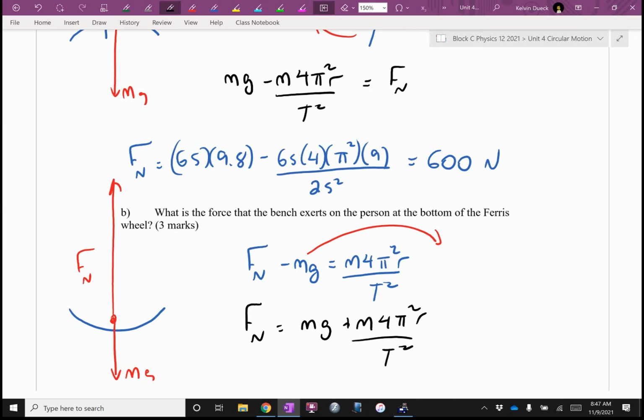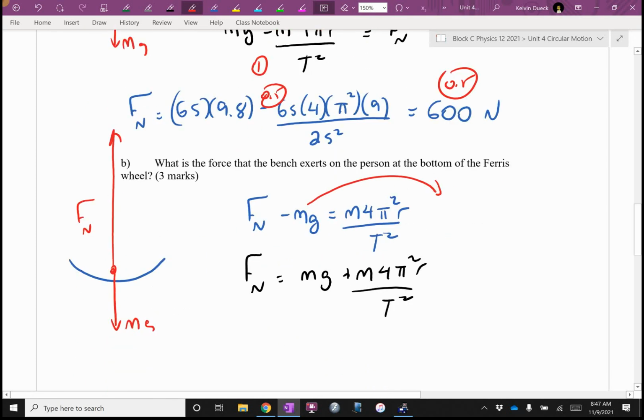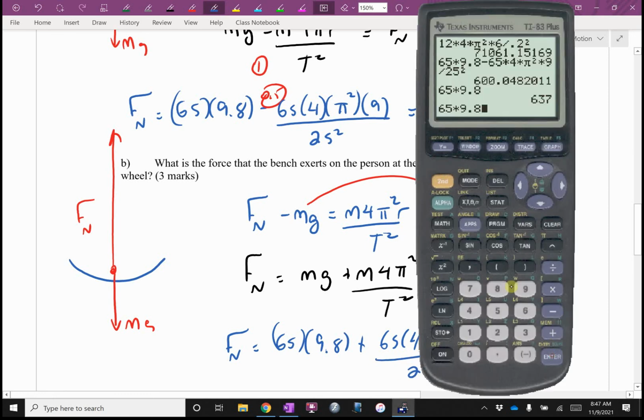The order doesn't matter. Oh, I forgot to give you the mark breakdown, by the way. 3 marks. I would probably go something like this: 1 mark if I saw that, 1 mark if I saw that, half mark for the numbers, and a half mark for the answer. This is going to be 65 times 9.8 plus 65 times 4 pi squared times 9 all over 25 squared. And what I would actually have done, if I had this sitting on my calculator, is just backspace, change it to a plus, and say, hey, how about 674? Is that right?